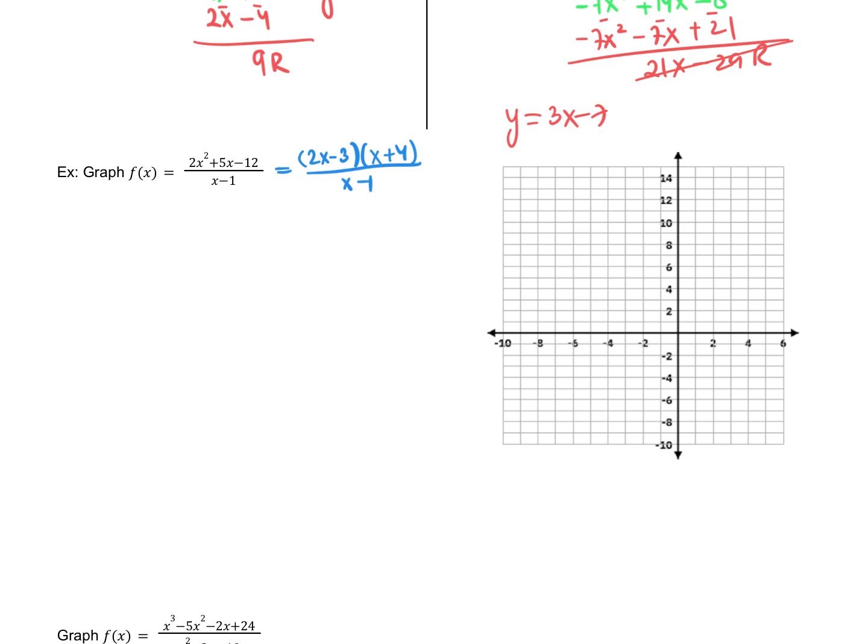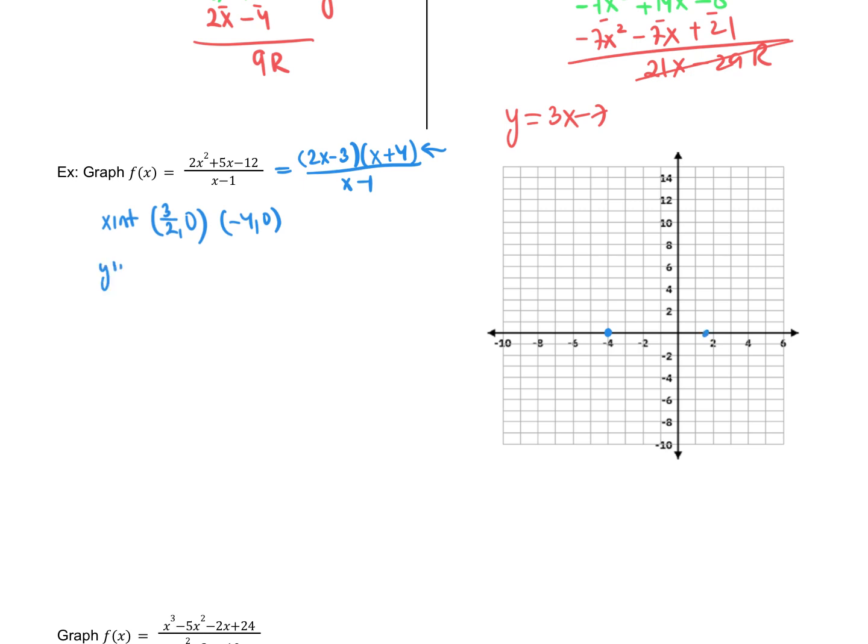Now we can see our x-intercepts, we can see our vertical asymptote, we can get y-intercept, we can get all of that stuff. And we see, because nothing cancels out, there aren't any holes here. So the x-intercepts are going to be 3 over 2 comma 0 and negative 4 comma 0 just by setting the numerator equal to 0 and solving for x. So I'll go ahead and plot those on my graph.